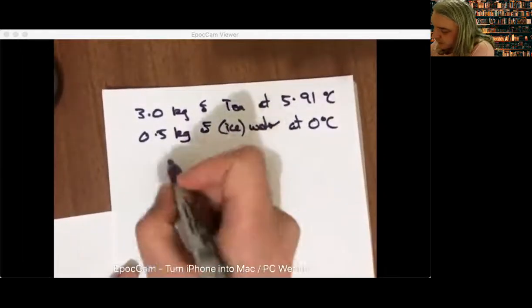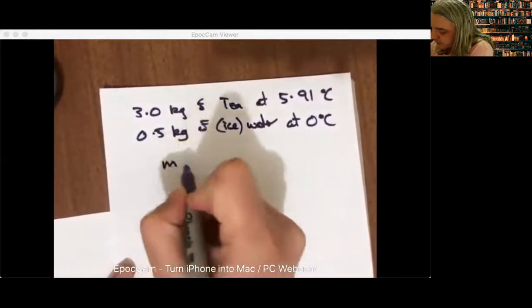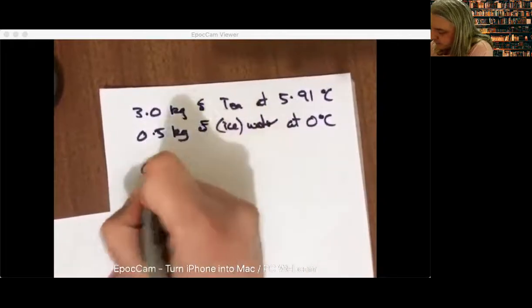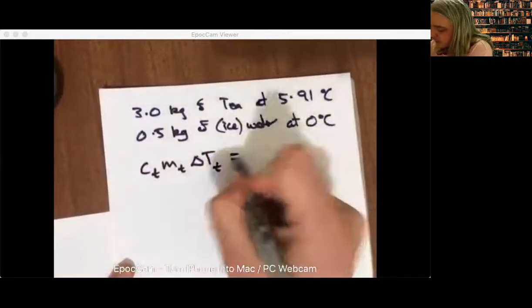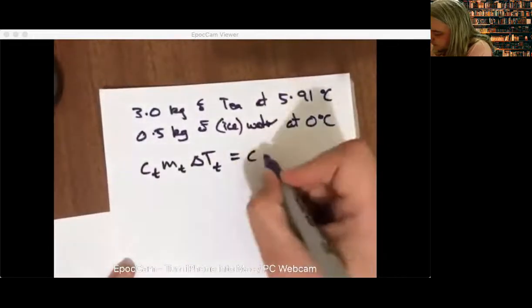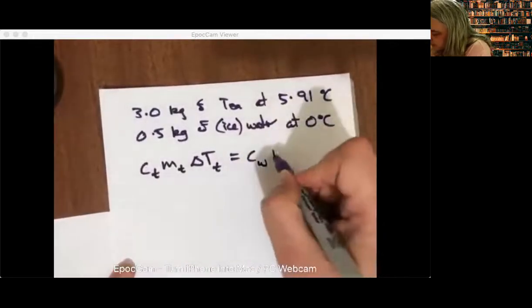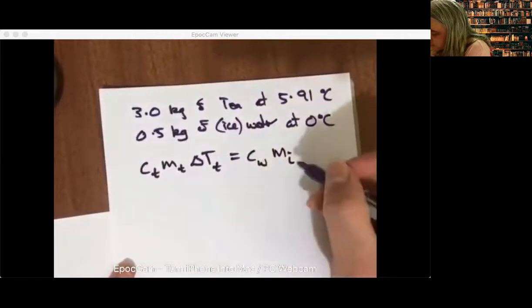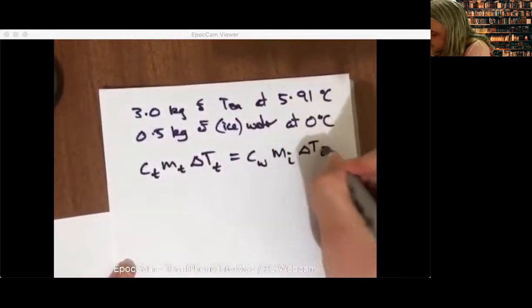So what we need to remember is that at this point, we have the mass of the T times the C of T times delta T of the T is equal to the C of the ice, which is now water, times the mass of the ice, even though it's water, it's still the same mass, times delta T of the ice.